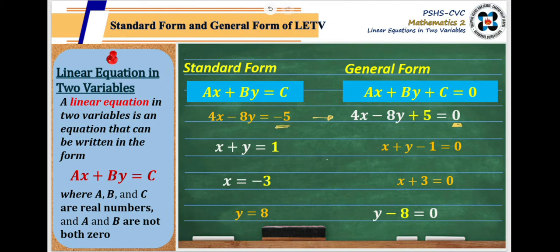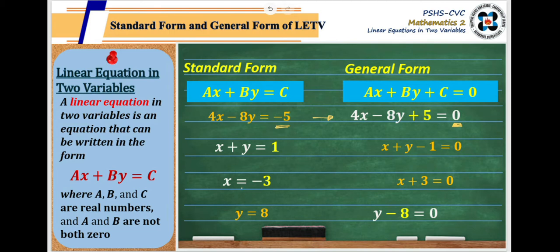Okay. Another example, x plus y is equal to 1. That's the standard form. And then if we want to write it in general form, we transpose 1 to the left side. So you have x plus y minus 1 equals 0. How about x equals negative 3?